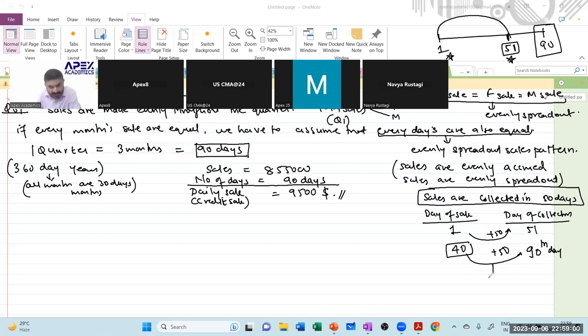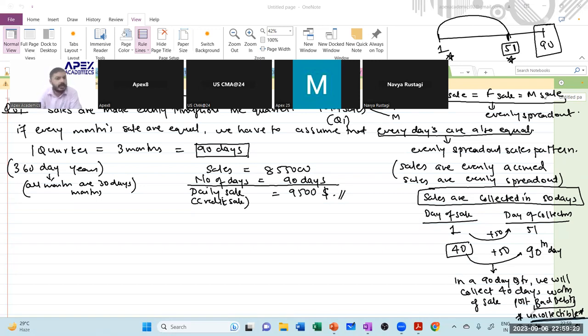Is this clear? So in a 90-day quarter, we will collect 40 days' worth of sales post bad debts. This is very important. Why? Because bad debts are always uncollectible. Are we clear about this statement? Yes or no? This is the daily sale of 9,500. But out of this, the collectible amount is only 95%. Why? Because 5% are bad debts.